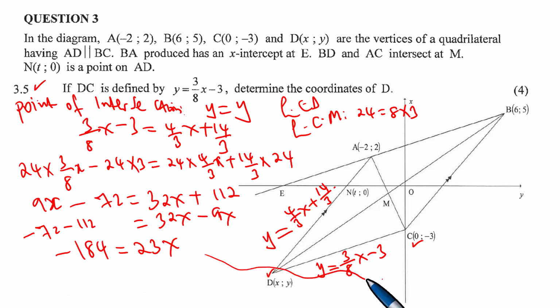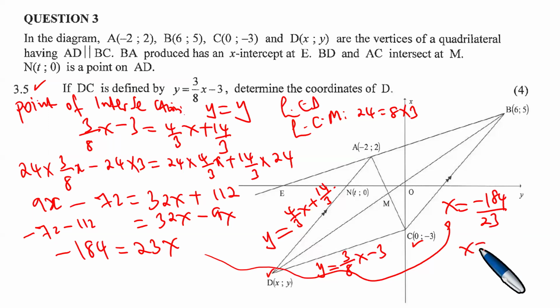So you carry these to this side of the board. Upon division both left and right, you have minus 184 divided by 23. This gives us 184 divided by 23. So if you have 184, you divide by 23, this gives us exactly minus 8. Very correct answer.